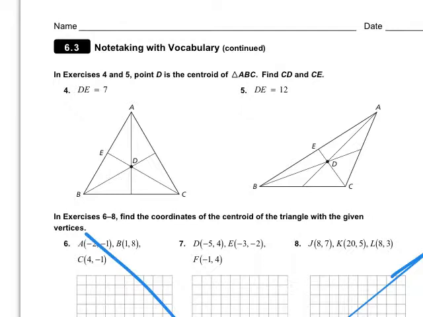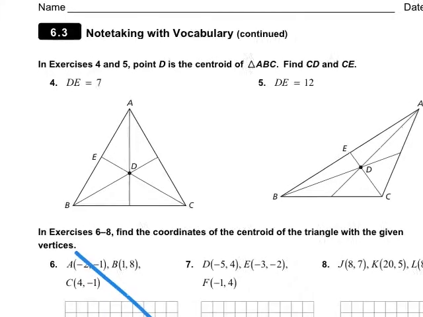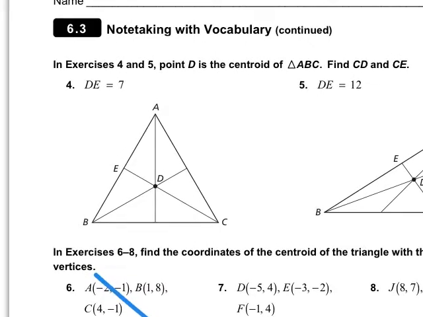Okay, so on 4 and 5, it tells me point D is a centroid. It wants me to find CD and CE. So the difference between 4 and 5 here and the first 3 that we did on the front is that the first 3 gave us the whole, right? On this particular problem, it does not give us the whole. So we got to pay attention to what is given to us and how it fits in, okay?